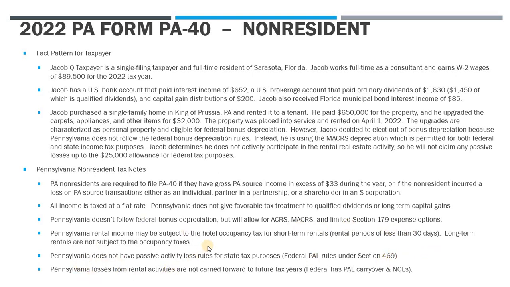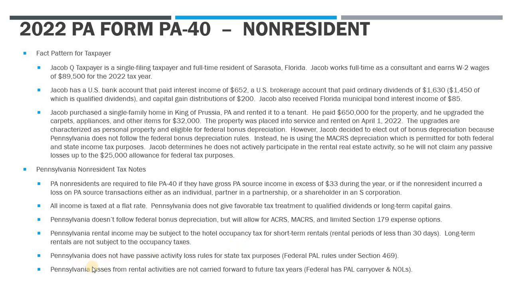Now, just a few other points to highlight because they're relevant for this return. When you have a rental property, your rental income might be subject to a sales and use type of tax, the hotel occupancy tax, if you have short-term rentals. If you have long-term rentals, which is the case here for Jacob, it doesn't apply. But something to keep in mind if you do have an Airbnb and you're doing short-term rentals in Pennsylvania.